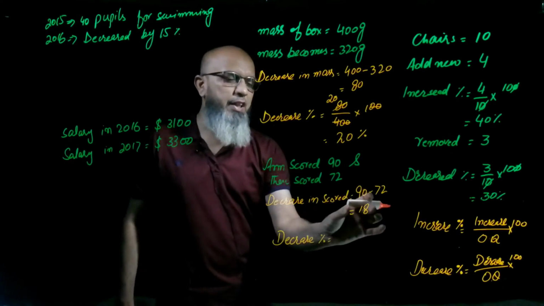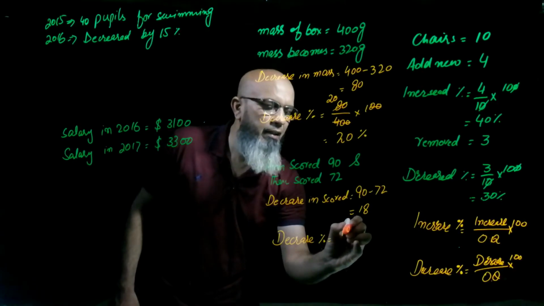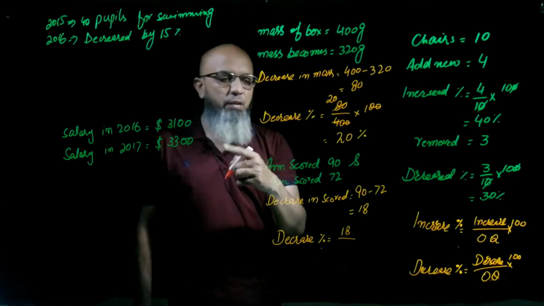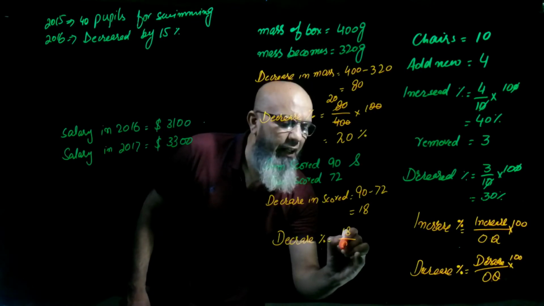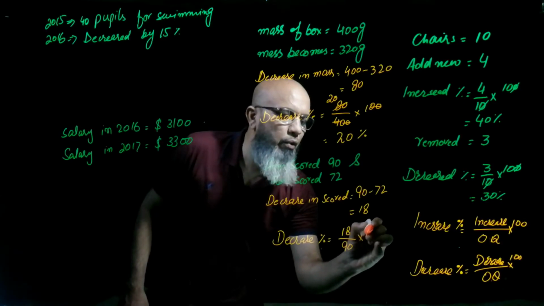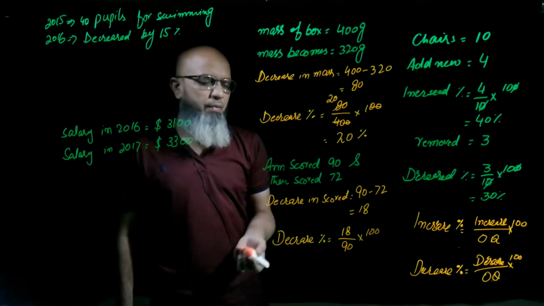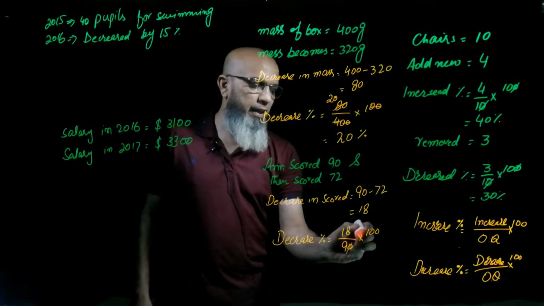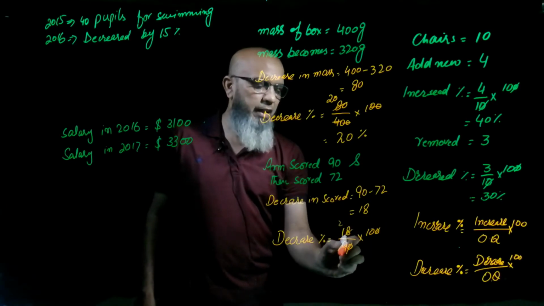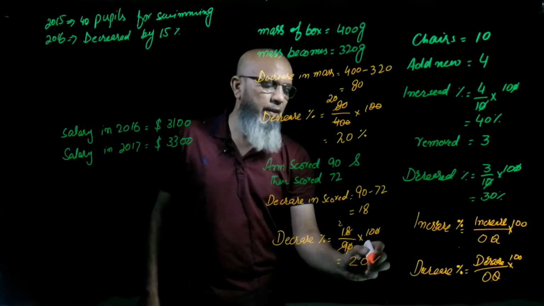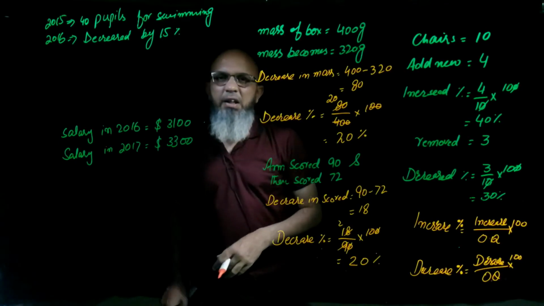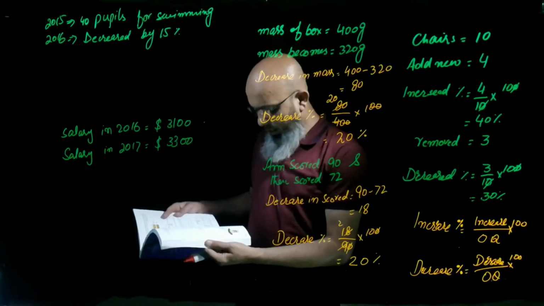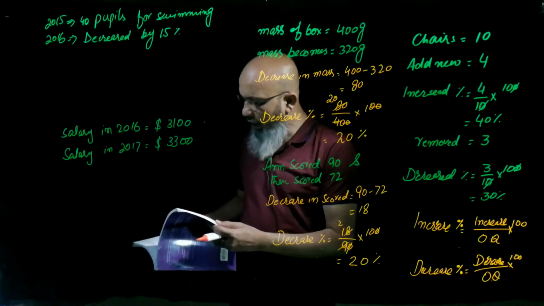How can you find the decrease percentage? That is 18 divided by the original value. The original value is 90, right? Keep this in your mind: 18 over 90 times 100. So you can simplify it. It's again very easy. 9 2s are 18, and again we have the same answer, that is 20%, right?